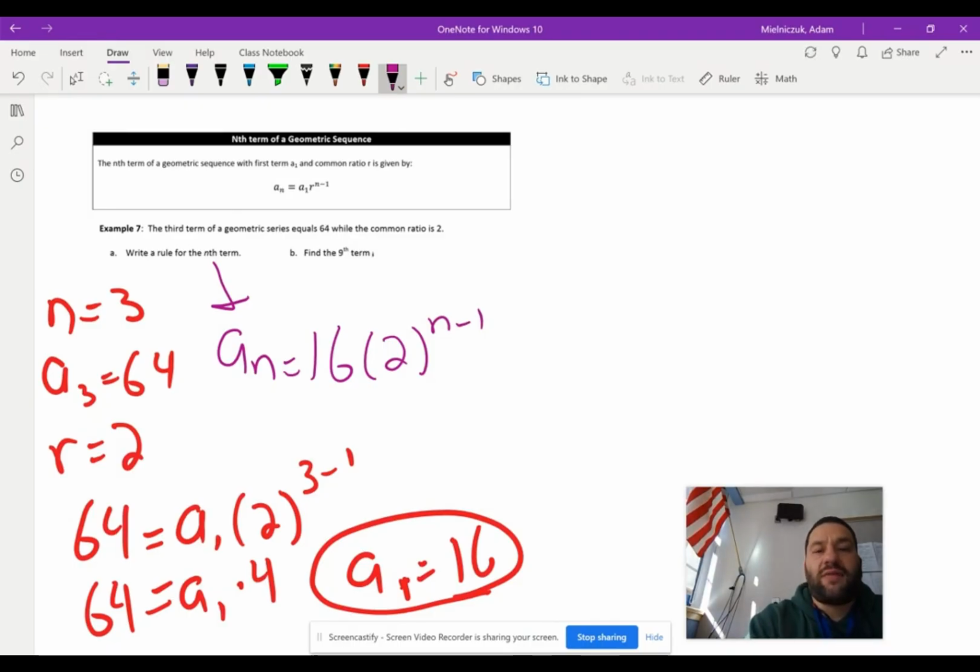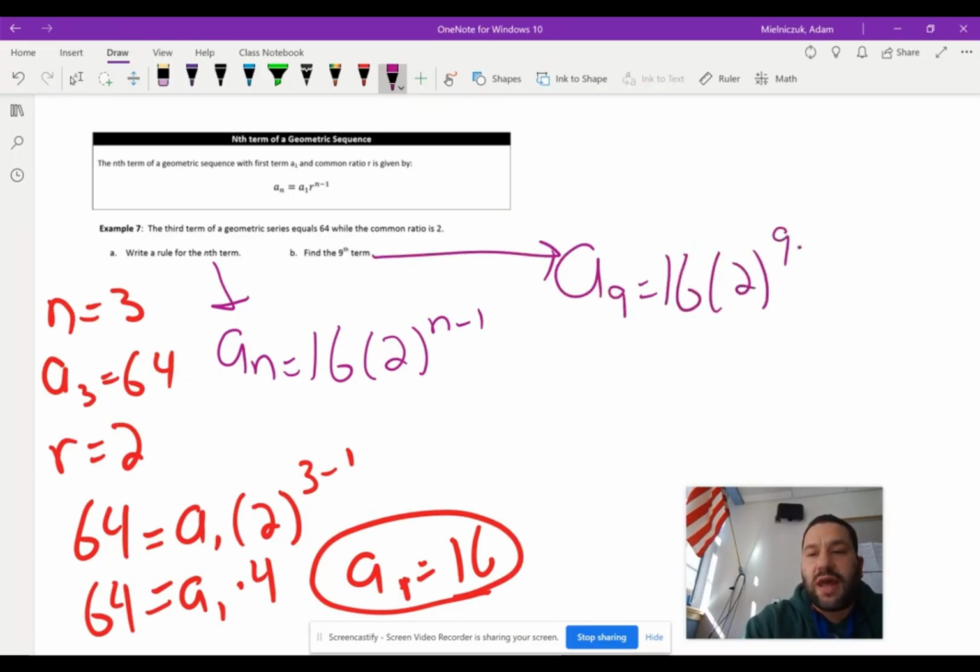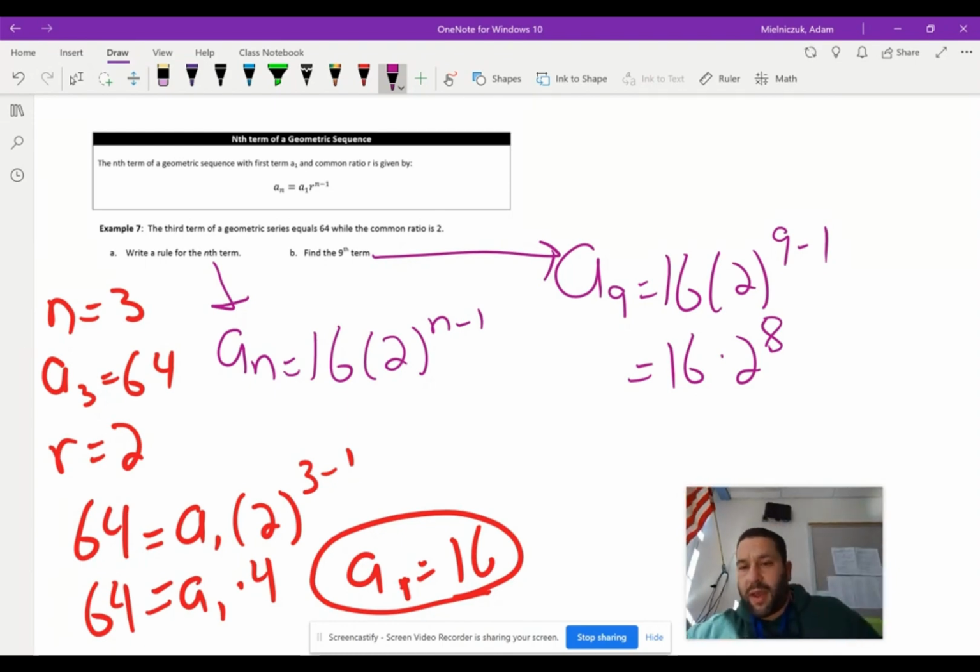Okay, now we can find the ninth term. So we're going to say a sub 9 is equal to 16 times 2 to the 9 minus 1 power, which is 16 times 2 to the 8th. I can't do that in my head right now, but you can figure that out. You can do 2 to the 8th, whatever that answer is, and then multiply that by 16.